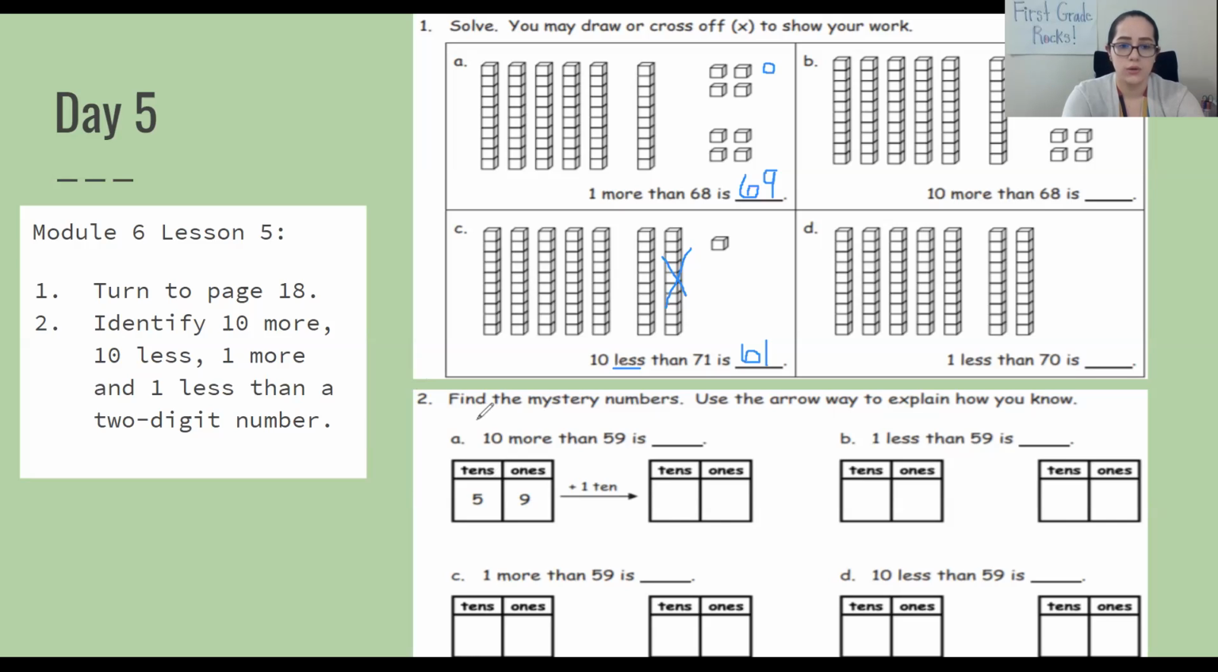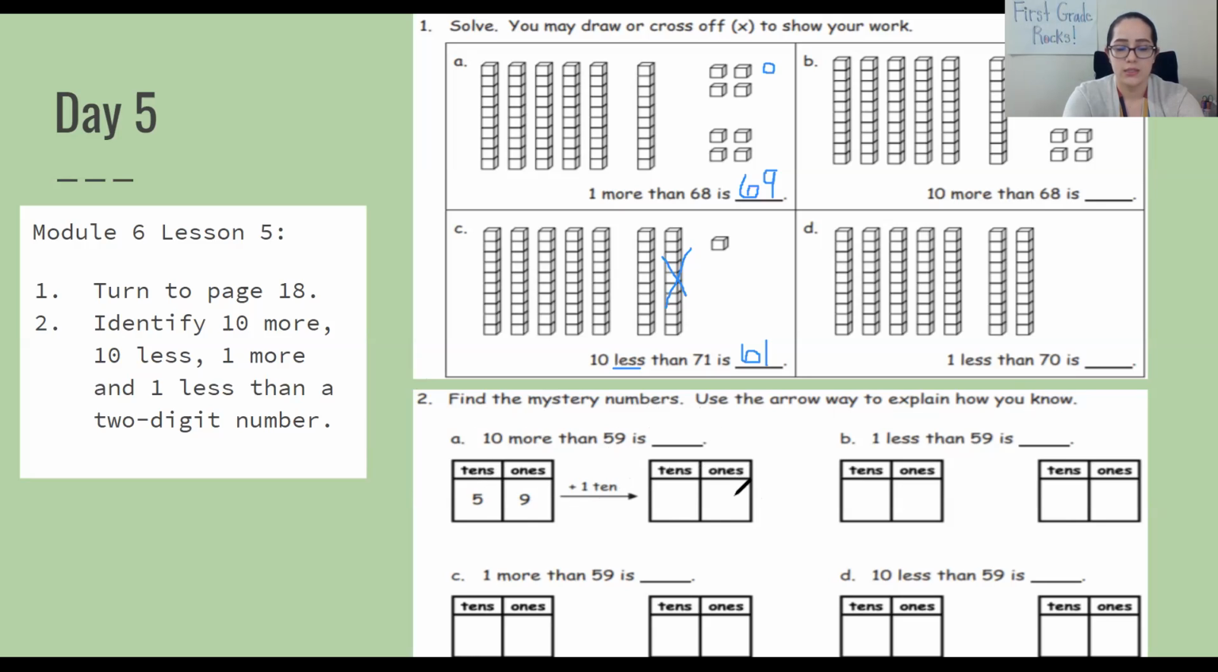At number 2, find the mystery numbers. Use the arrow way to explain how you know. So A says 10 more than 59 is. Okay, so you have your 2 place value charts. The arrow is where we write what we're doing. So here it says plus 10.